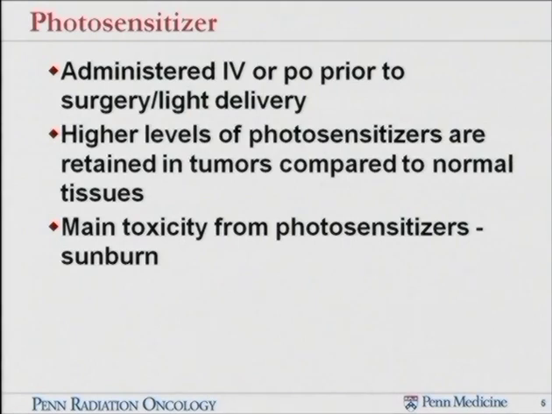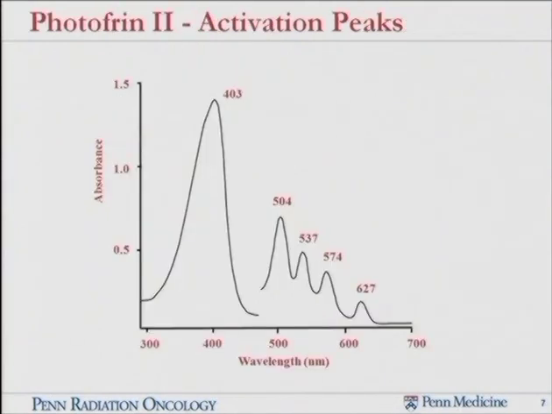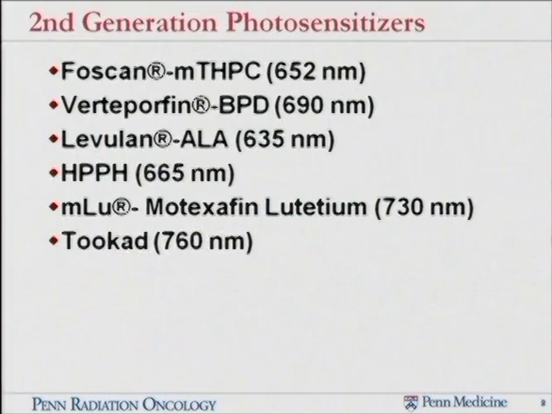Toxicity is mainly sunburn for the first generation sensitizers. Photofrin is the first generation one, partially purified porphyrin monomers. It is activated at 630 with 5 peaks, and the main drawback is the lasting photosensitivity for 4 weeks, and also skin toxicities. Here are the 5 peaks, and we usually treat at 630 because the light penetrates deeper into tissue at longer wavelengths. But all the other wavelengths can also be used for treatment.